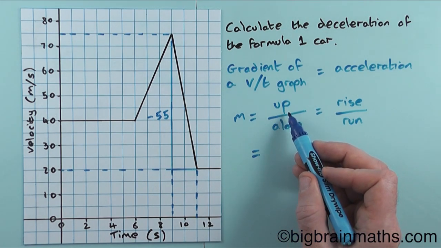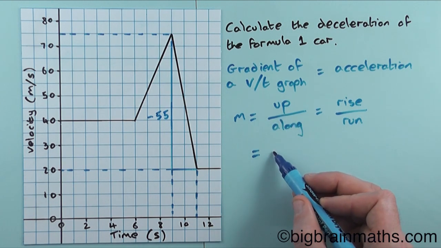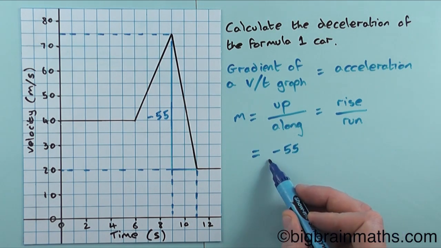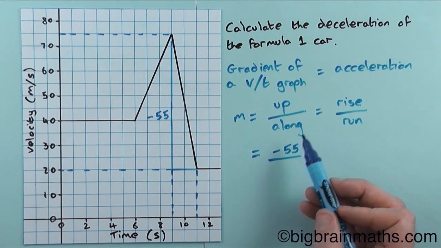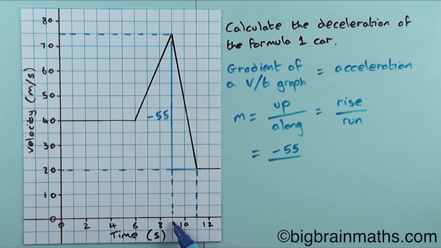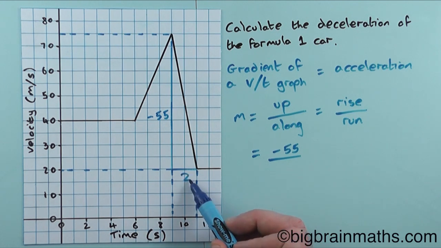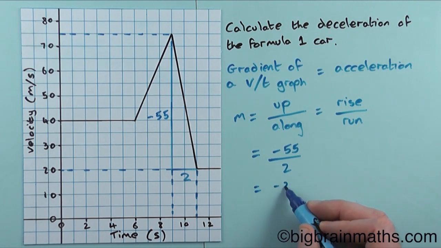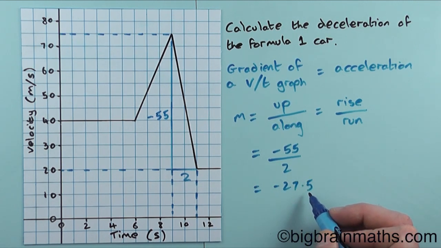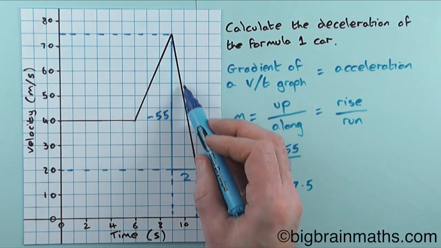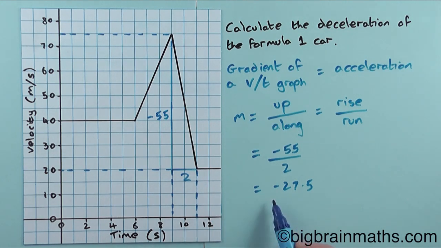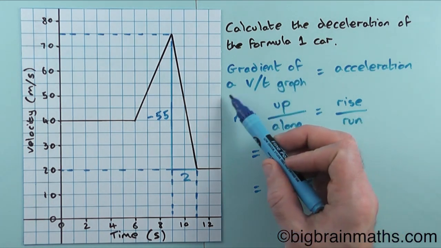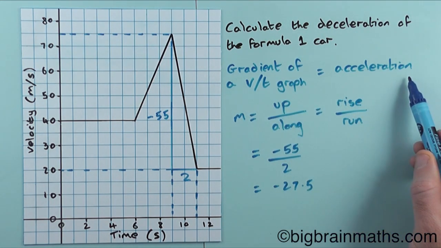So the up distance is actually a down distance. So we say that this is minus 55 and we're dividing it by the along distance. Now the triangle starts off here at 9 and it finishes here at 11, which means that the along distance was 2. So we have minus 55 divided by 2, which is minus 27.5. This means that the gradient of the line, which is the gradient of this part of the graph, is minus 27.5.